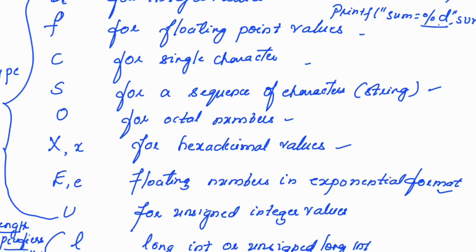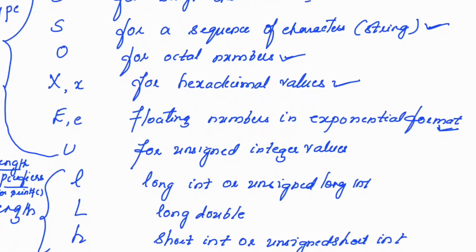Which are the most commonly used type specifiers? D is always used for integer values. F is used for floating point values. C is for a single character, when you want to print a single character. S is for a sequence of characters. O is for octal numbers. For hexadecimal values, you can make use of either uppercase or lowercase x. For floating numbers in exponential form, you can use either uppercase E or lowercase e. So these are the type specifiers.